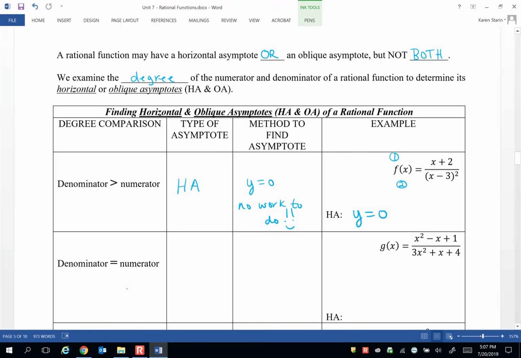When we have equal degrees in the numerator and denominator, we also have a horizontal asymptote, but we do have some work to do. We're going to take the ratio of the leading coefficients. So remember what a leading coefficient is. It is the number that's in front of the highest degree.